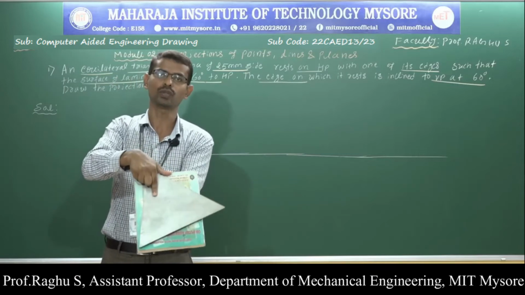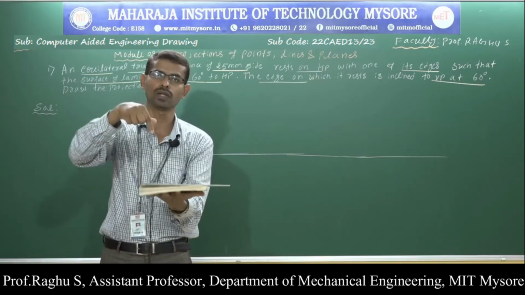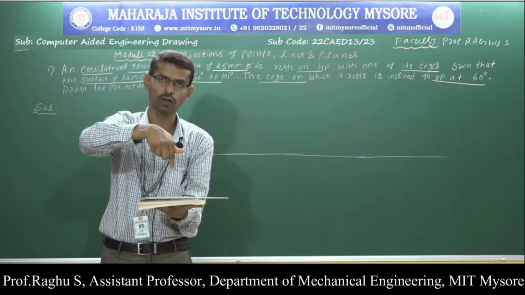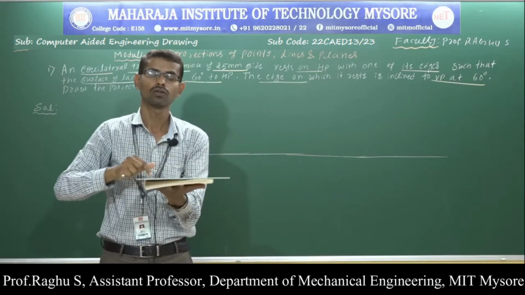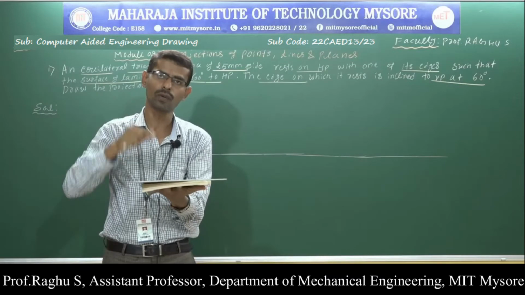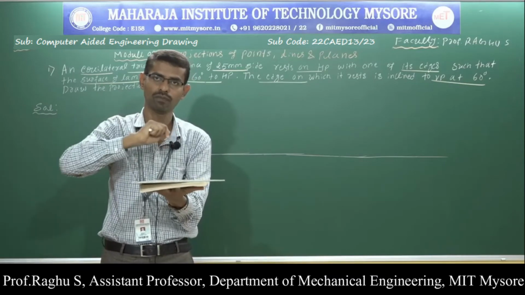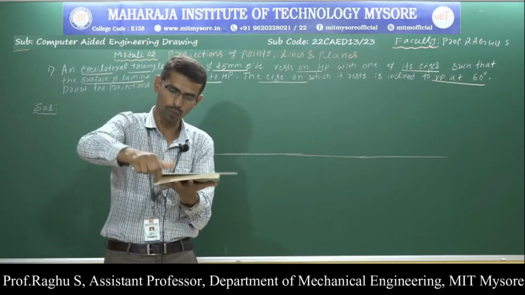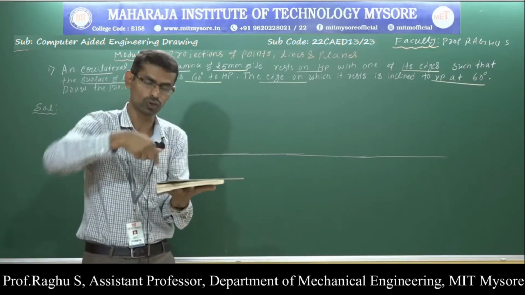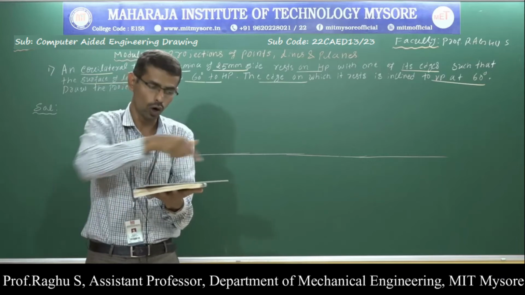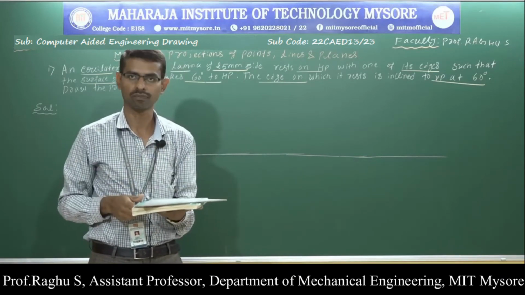Now the lamina is resting on HP. Now observe the lamina from the top and from the front. In which view will I see the complete shape? In the top view, I can see the true shape. So what is the top view? The top view is the triangular lamina.